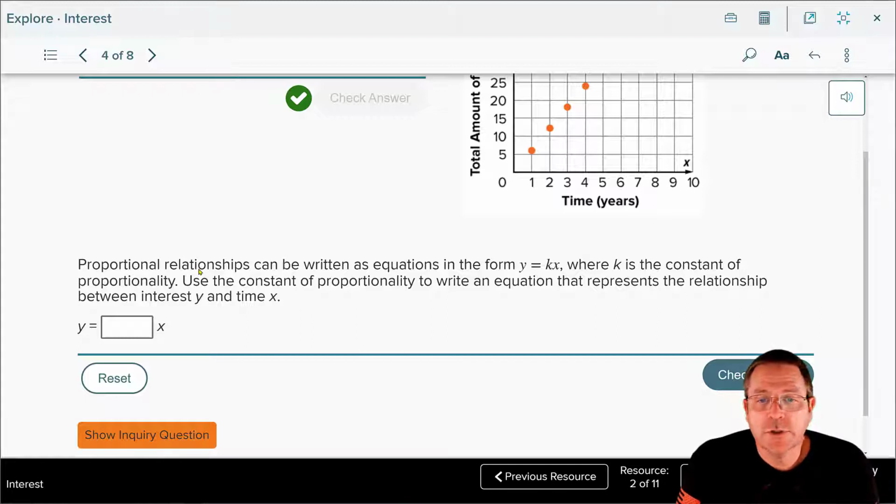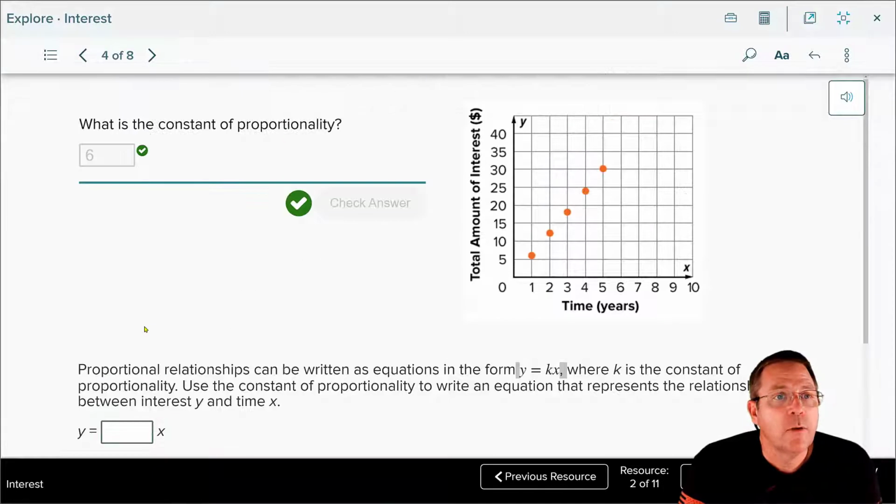Use a constant of proportionality to write an equation that represents the relationship between interest y and time x. Well, what did we say? We got the formula right there. y is equal to kx.